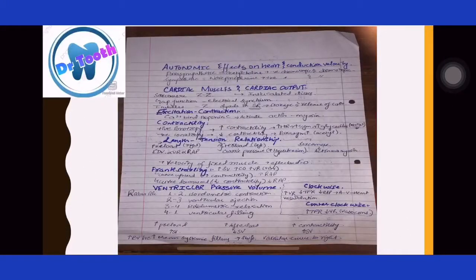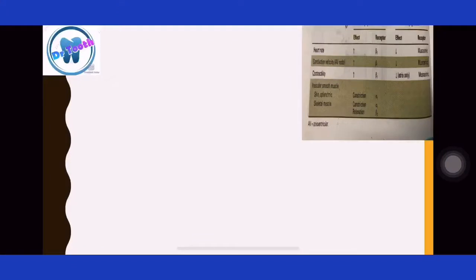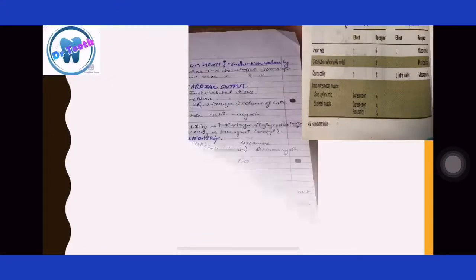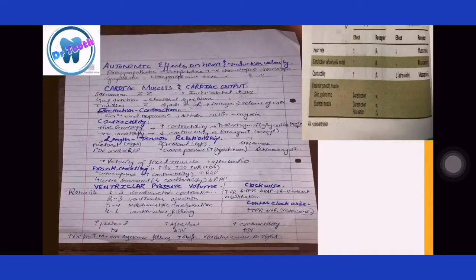Move on to the next, we have autonomic effects on heart and conduction velocity. For that, we have chronotropic effect and dromotropic effect. Chronotropic effect is related to heart rate. Negative chronotropic effect decreases heart rate and decreases firing rate of the SA node, and positive chronotropic effect does vice versa.